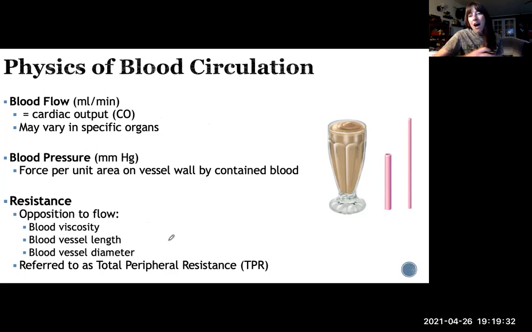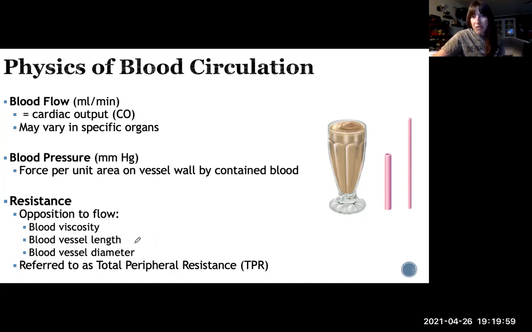Resistance is the opposition to smooth blood flow. Okay, so the amount of blood and the speed at which the blood is able to flow depends on how much resistance or how much friction it encounters as it's traveling through your blood vessels. Okay, there are various forms of resistance, different things that can oppose blood flow through the system.